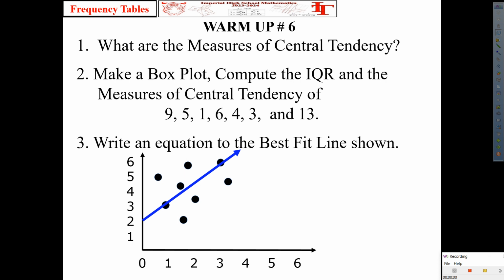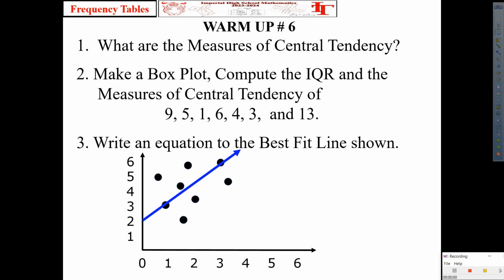Once again, warm-up number 6. Number 1 reads, what are the measures of central tendency? By now we should know what they are. Number 2, make a box plot, compute the IQR and the measure of central tendency for 9, 5, 1, 6, 4, 3, and 13. And for number 3, it says write an equation to the best fit line shown.